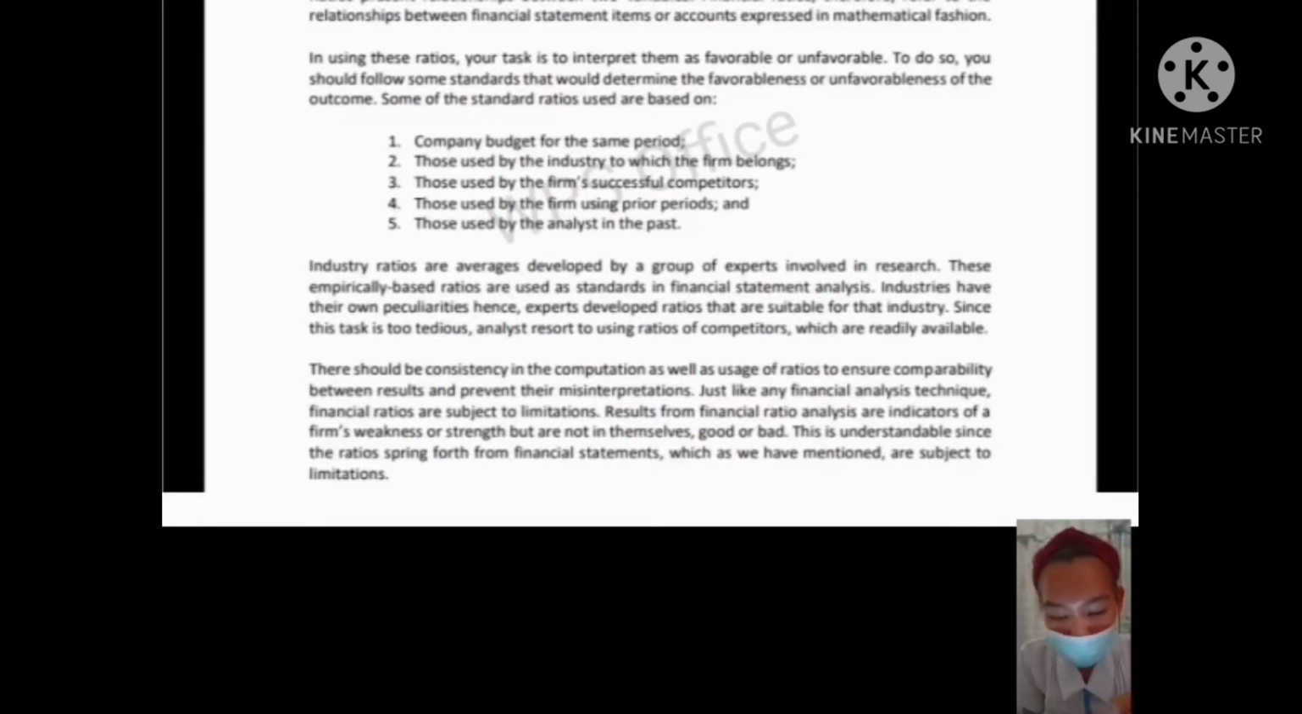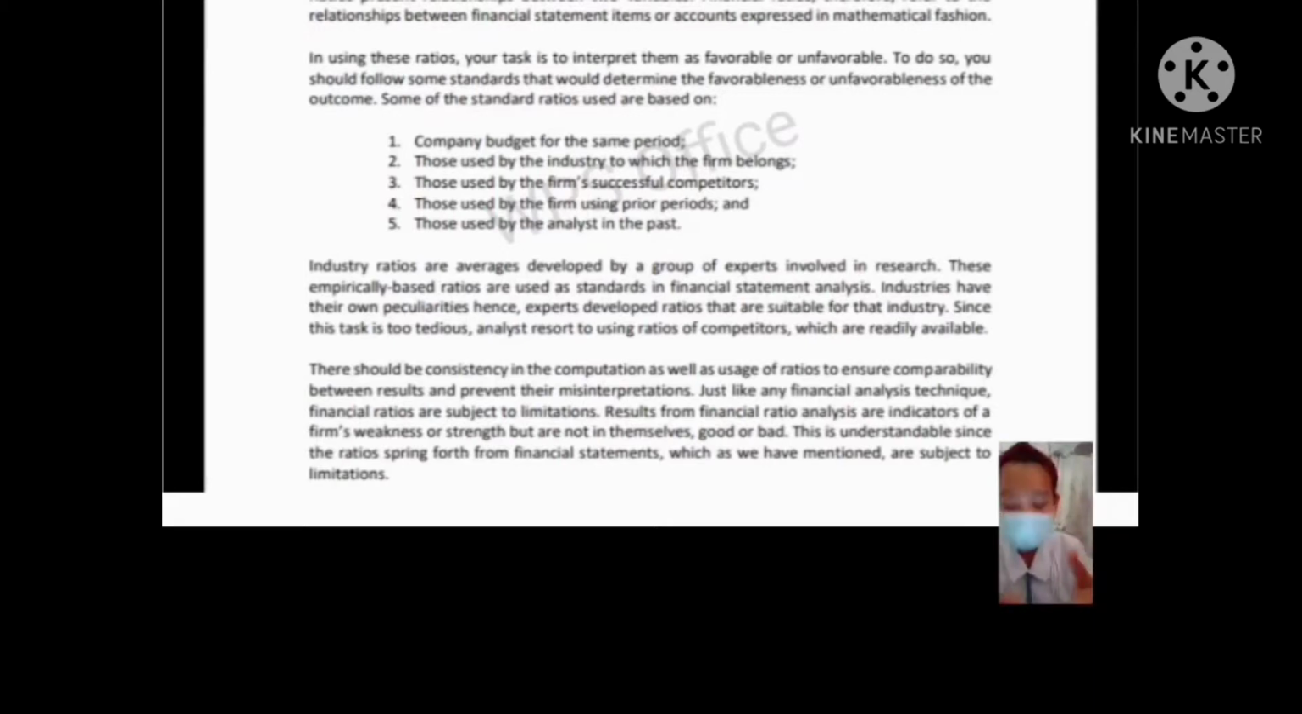Industry ratios are averages developed by a group of experts involved in research. These empirically based ratios are used as standards in financial statement analysis. Industries have their own peculiarities, hence, expert-developed ratios that are suitable for the industry.